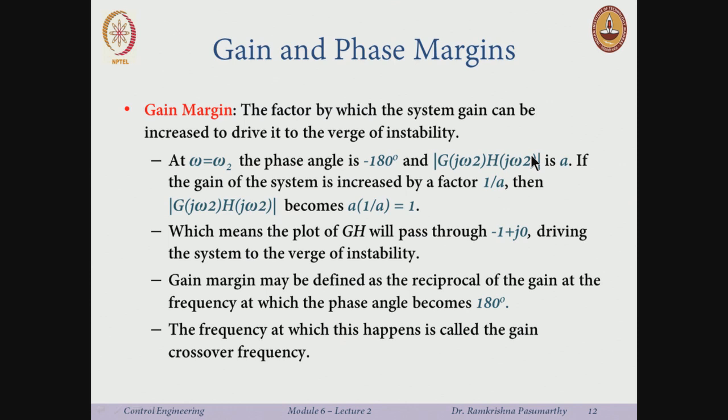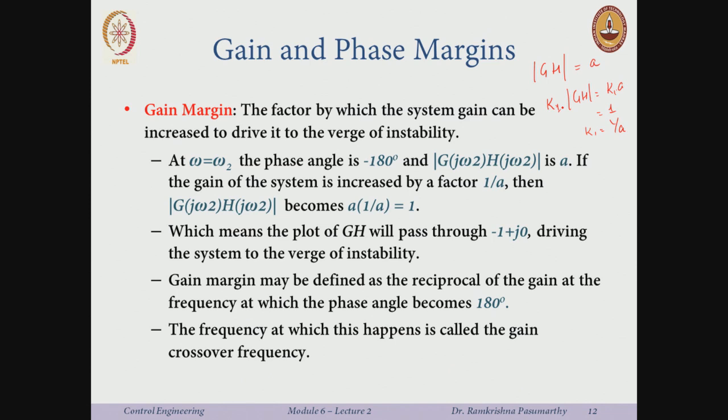Now, I want to say, G times H is A, and I can add some gain. So there will be K1 multiplied by G times H, which would be K1 times A. At what point does it reach 1? How much can I increase the gain factor? If K1 is 1 over A, then G times H becomes 1. Which means that if the gain of the system is increased by a factor of 1 over A, this K1, I am just multiplying gain.